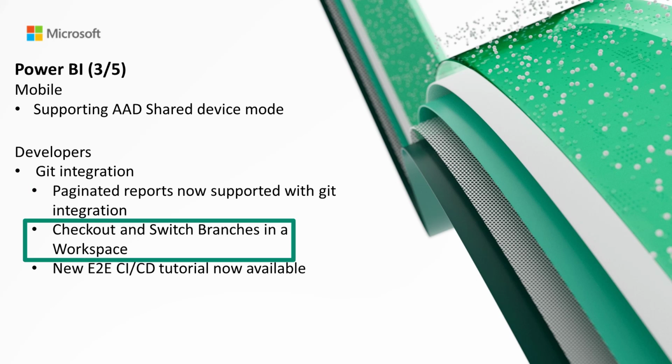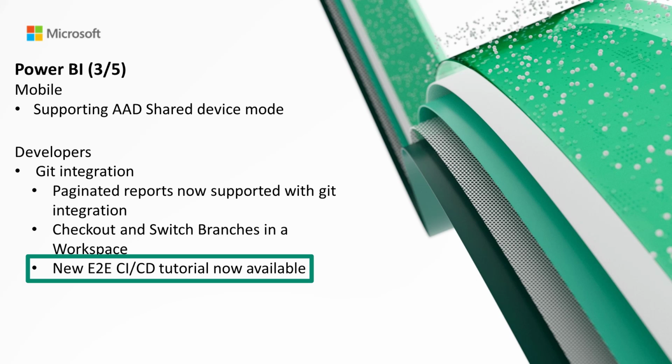Check out and switch branches in a workspace. A workspace can connect to a single branch at a time. Once you've set up your separate workspace to work with Git, there might be scenarios where you want to change just the connection of a branch. We've now added two new features to help you achieve this much faster. Checkout branch allows you to easily create a new branch based on the current state of the workspace. And switch branch: workspace admins can decide to change the connection of the branch very easily.